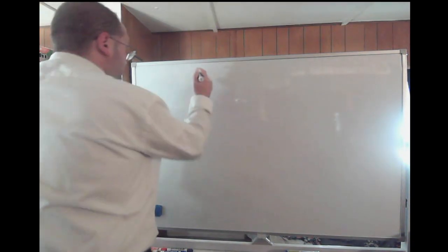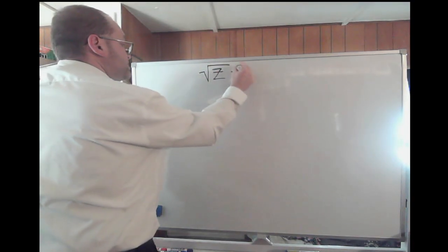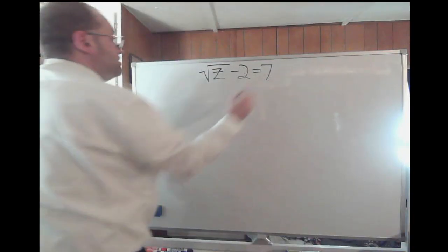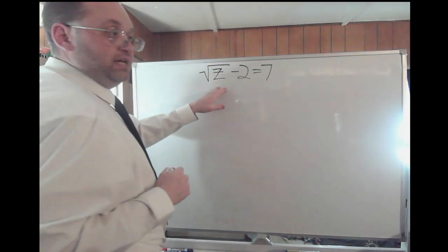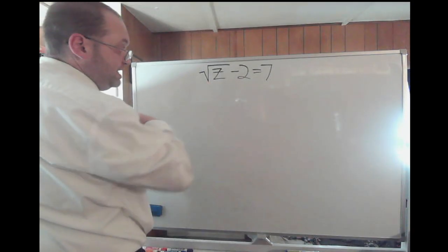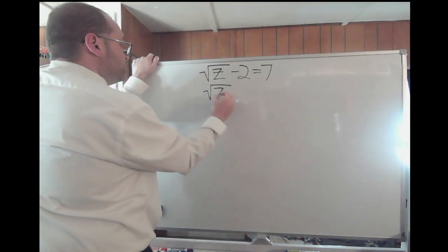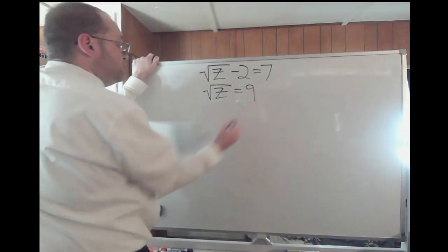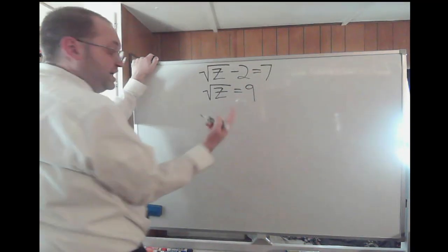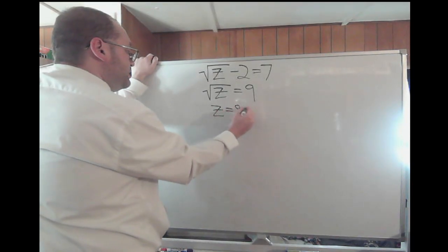All right, let's see. We have the square root of z minus 2 equals 7. So we've been given the square root of z minus 2 equals 7. Well, we want to get that square root of z by itself, so you just add 2 to both sides. If you do that, you'll get the square root of z is equal to 9, which means you have to square both sides to just get z. If you do that, you'll get z is equal to 81.